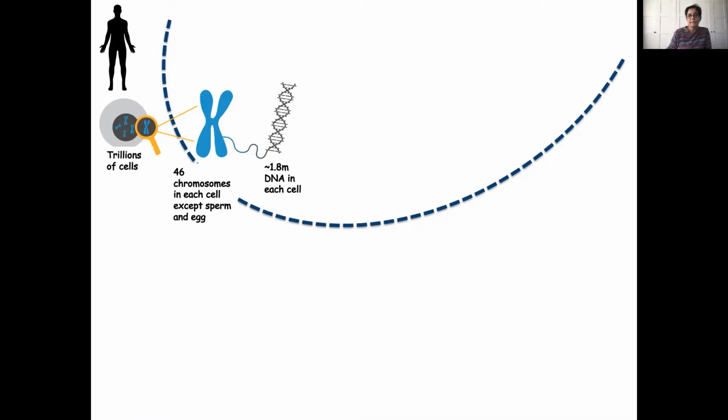Looking at the adult human body, we have about 75 to 100 trillion cells. In each of these cells, except the sperm and eggs, we have 46 chromosomes. Within these chromosomes, we have about 1.8 meters of DNA in each cell. The purpose of this DNA is that we have about 20 to 21,000 genes, and genes are segments of DNA that have information to make protein.